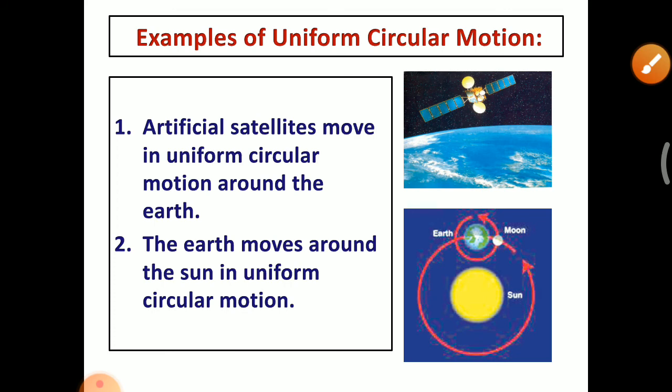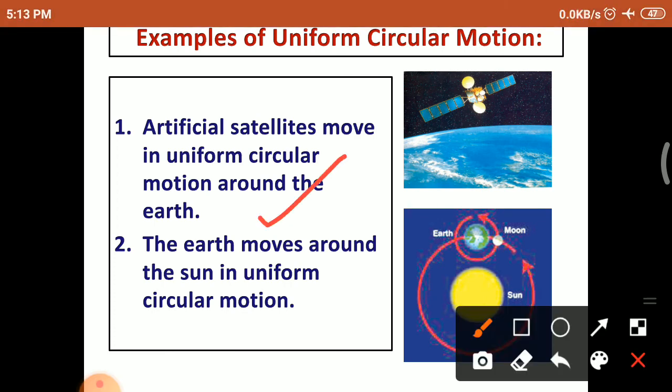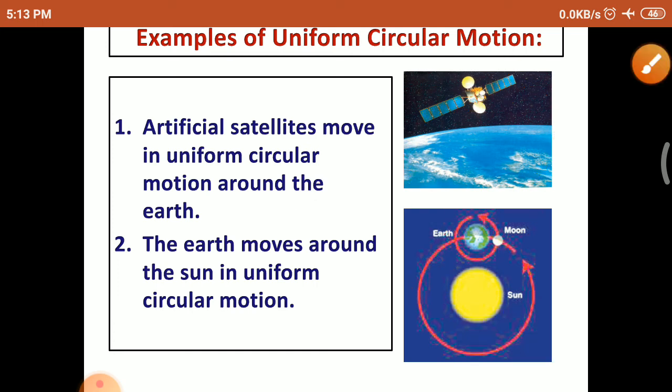The examples of uniform circular motion: artificial satellites move in uniform circular motion around the earth. So this is an artificial satellite. It moves in uniform circular motion. So here the gravitational force helps the artificial satellite move in uniform circular motion. The earth moves around the sun in uniform circular motion. So these are also examples of uniform circular motion.